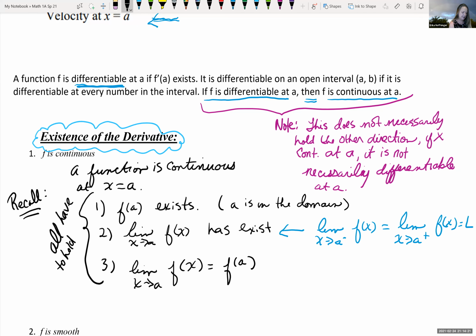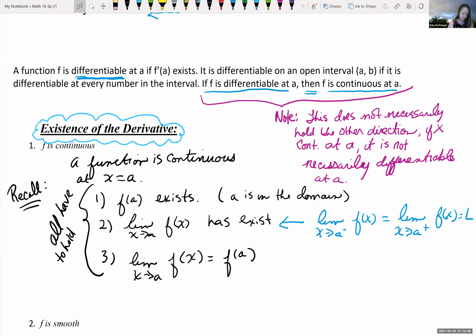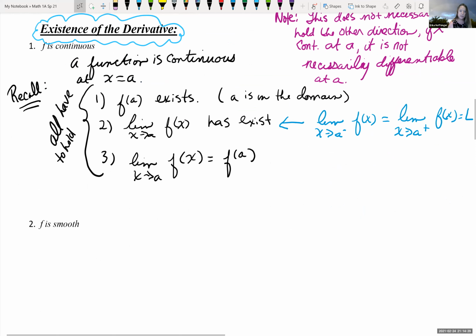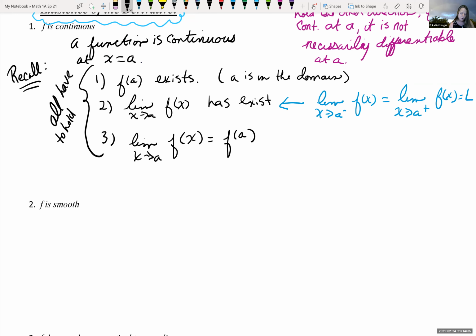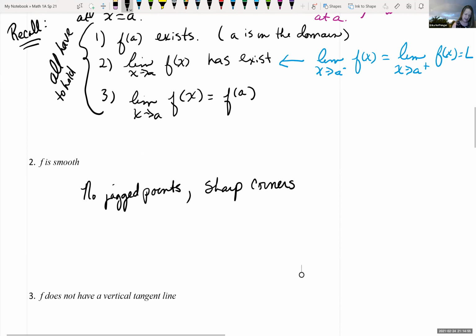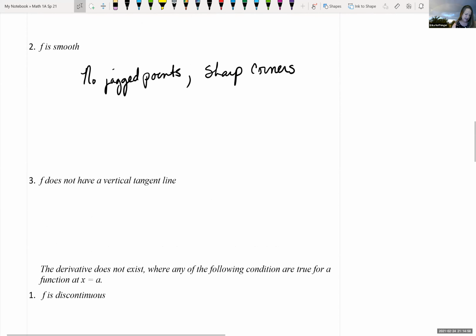So we know if it's continuous, then the derivative may exist, not necessarily will exist. The function has to be smooth. And so recall, to be smooth, there were no jagged corners or jagged points. Another way to say that, sharp corners. And we have to say that it does not have a vertical tangent line.